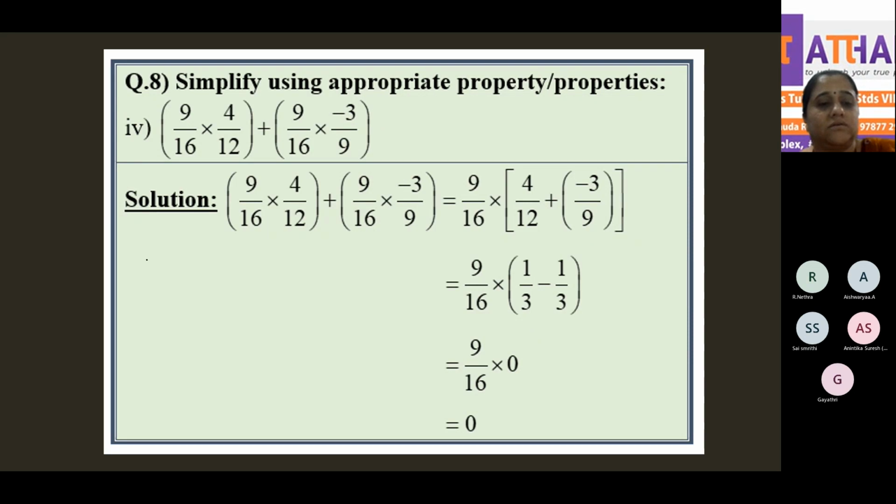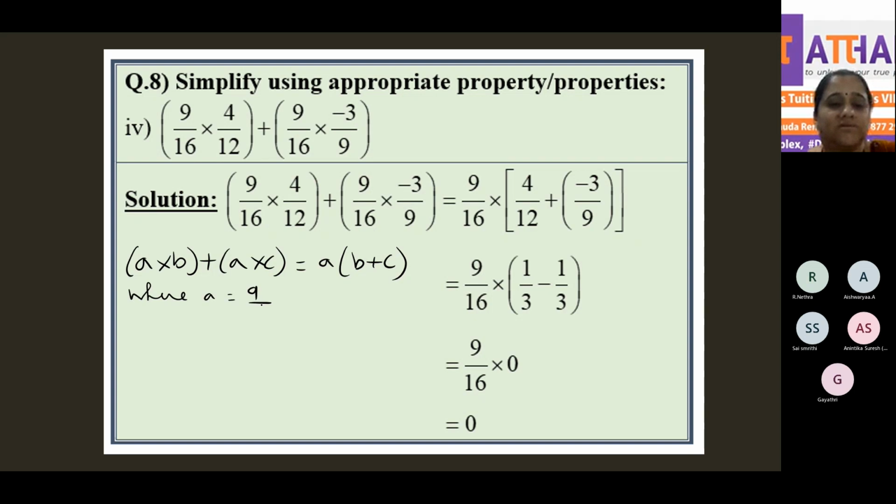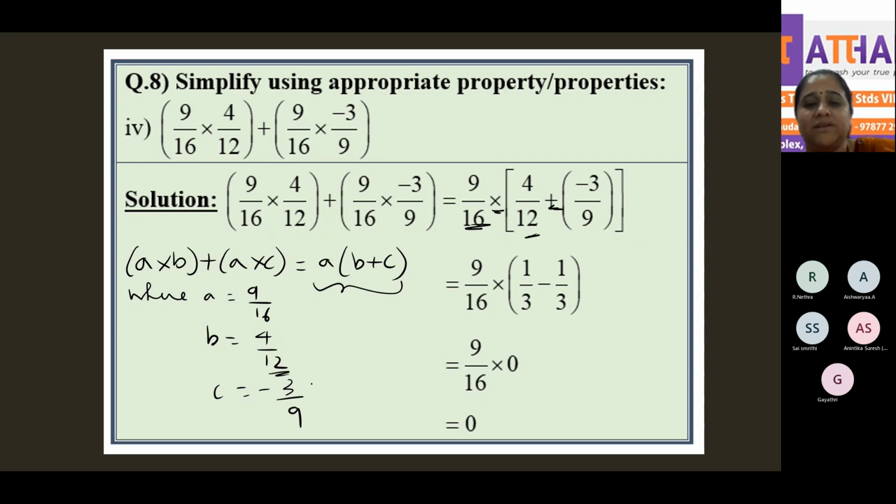So it's A into B plus A into C, which should be written as A into B plus C, where A is 9 by 16, B is 4 by 12, and C is minus 3 by 9. So A into B plus C is the answer. So A, 9 by 16, into B plus C, 4 by 12 plus minus 3 by 9. See, this is A into B plus C. That's what we've written here.